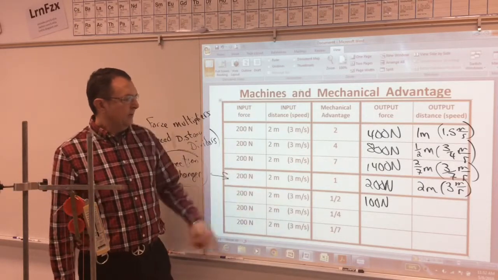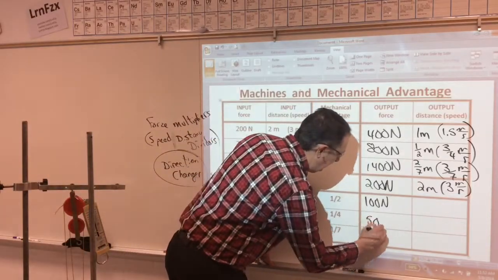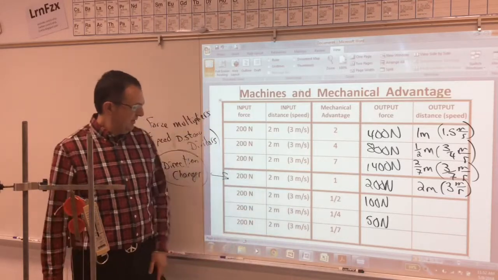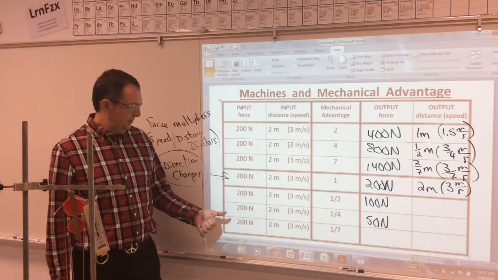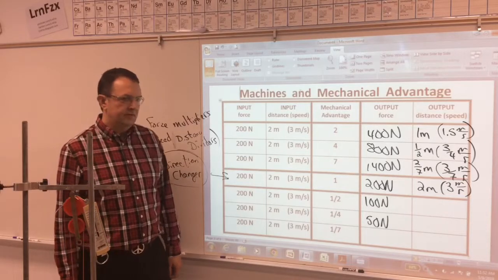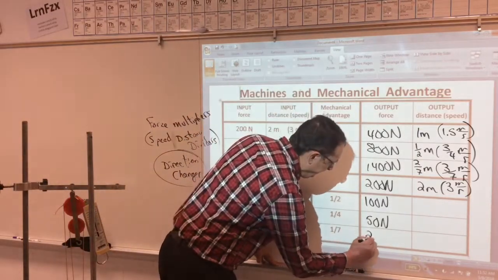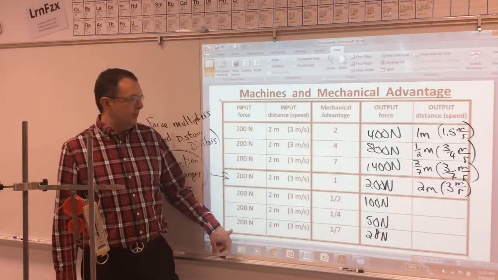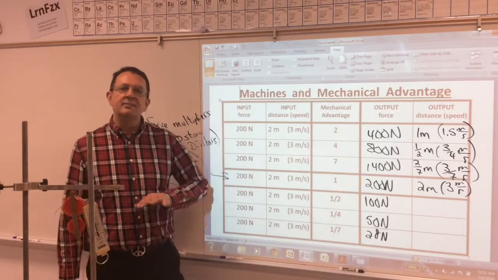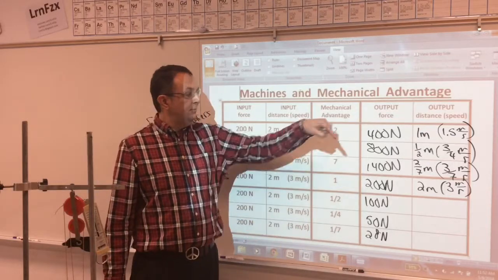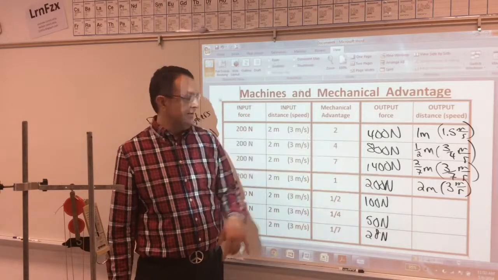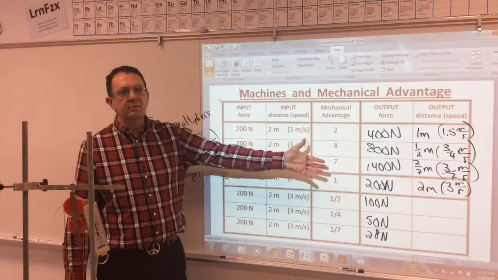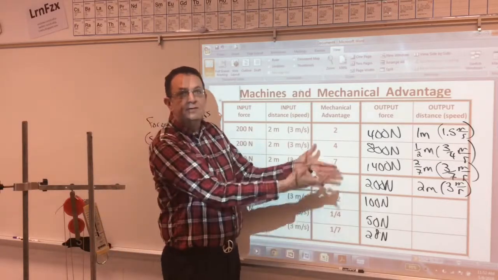And a quarter of 200, that's 50 newtons. 50 newtons output. And a seventh of 200, because it's a seventh of 2, we're getting 200 sevenths, which is like 28 newtons. So really small. I'm inputting 200 newtons of force to get out 28 newtons. That doesn't make any sense unless you pay attention to the output distance or the output speed, because you know that this is not a force multiplier, it's a force divider.